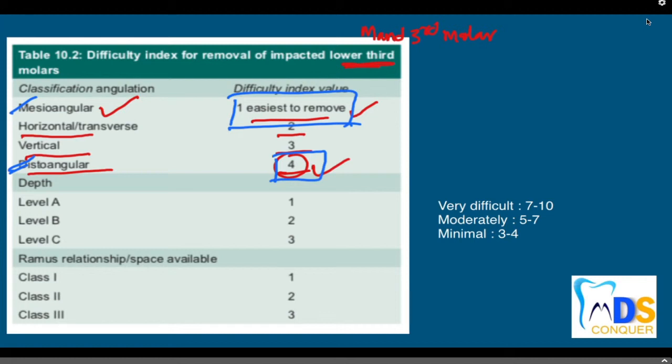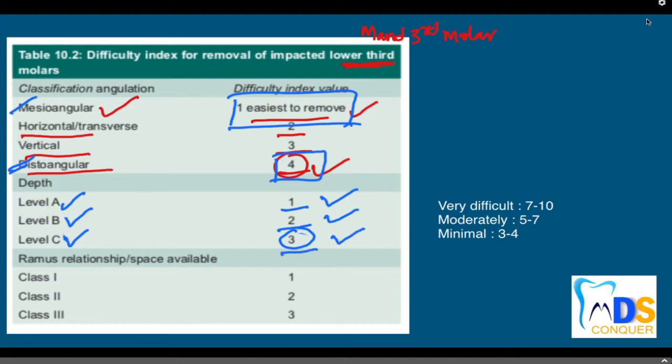Okay, so we have discussed the depth previously. The depth is A, B, and C, and I have already mentioned clearly that C is difficult. So A, you're going to drop a score 1. B, you're going to drop a score 2. And C, you're going to drop a score 3.